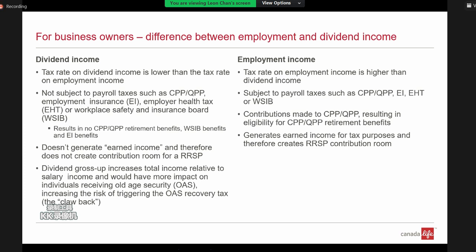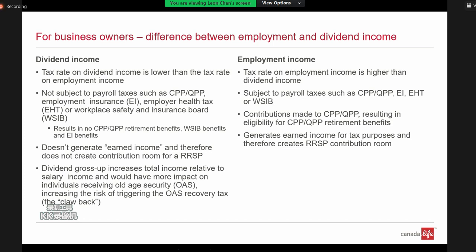On the other hand, the tax rate on employment income is usually much higher than on dividend income. They're subject to those payroll taxes. The contributions would have to be made for CPP, but that also results in eligibility for CPP retirement benefits. And that really generates earned income for income tax purposes and therefore creates RRSP contribution room.